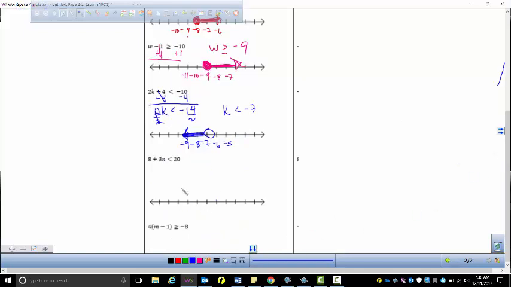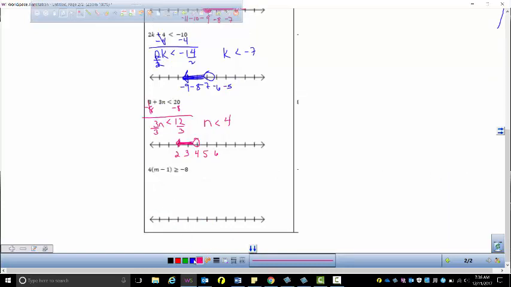Okay, this one looks a little bit different, but it's very similar. So here we're going to minus 8. And we cancel. So we have 3n is less than 12. And then I have to divide by 3. So n is less than 4. So I need to put 4 and 5 and 6. And on this side I'd have 3 and 2. And at 4 my circle would be open because there's no equals. And it's less than, so it goes to the left.